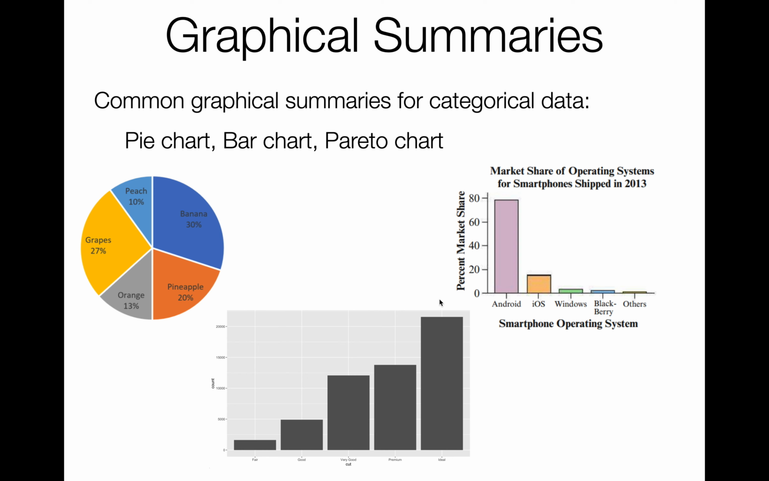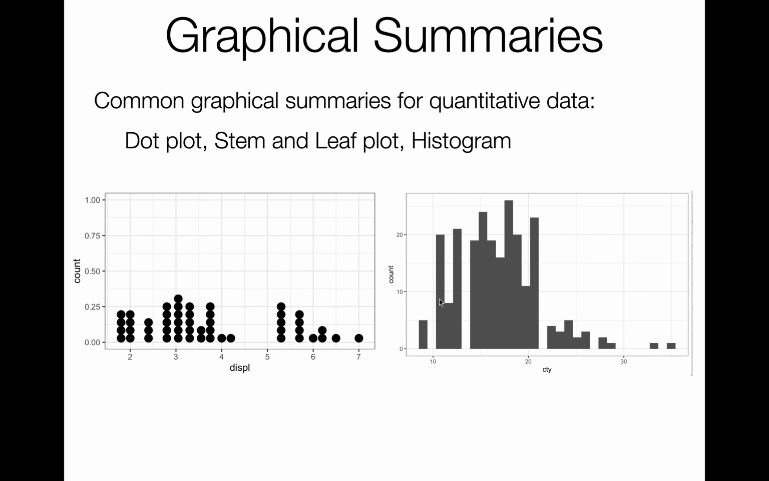So those are graphical summaries for categorical data. For quantitative data, there's a lot more options. We're only going to talk about a few here, but there are a lot more. The most common are a dot plot, a stem and leaf plot, and a histogram. You've probably seen a stem and leaf plot and a histogram before, maybe a dot plot. We'll talk about 2 out of the 3 here.